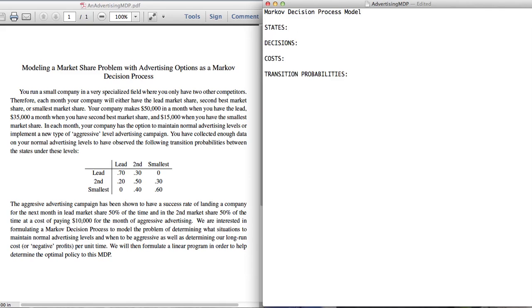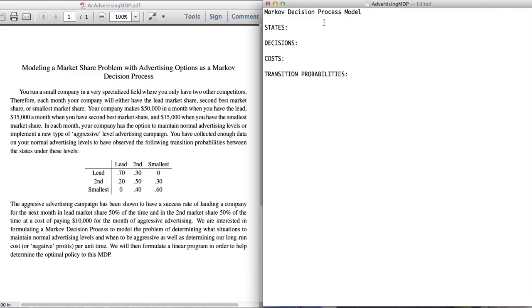So in terms of the Markov decision process model, we need to identify four things in order to capture this as an MDP. We need to identify the states, the decisions that we can implement in each state, the joint costs of being in a state and implementing a particular decision, and then also the transition probabilities, which are going to be dependent on our decisions as well as the states.